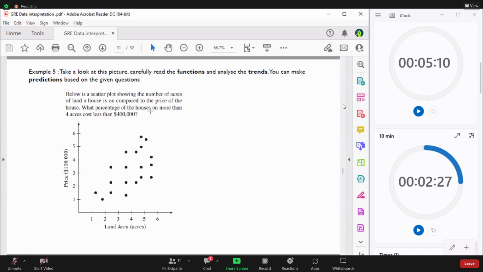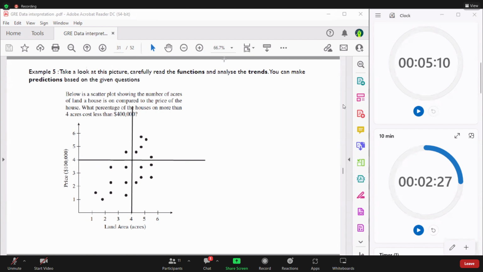First of all, what percentage of houses are on more than 4 acres? Here you have acres, and from 4 these are the more. So we will directly draw a perpendicular line here, and we get the total number of houses which are on more than 4 acres. Then it says cost less than 400,000. The price here is in 100,000. So you draw a horizontal line from this point.